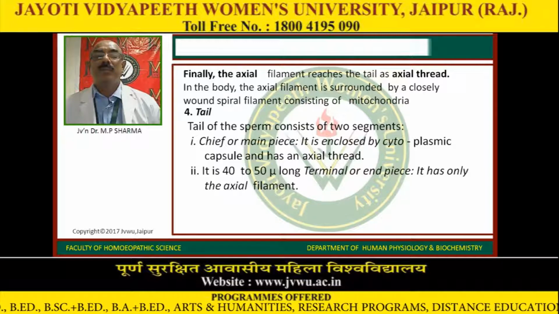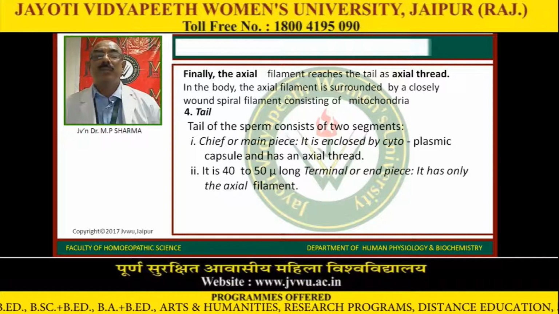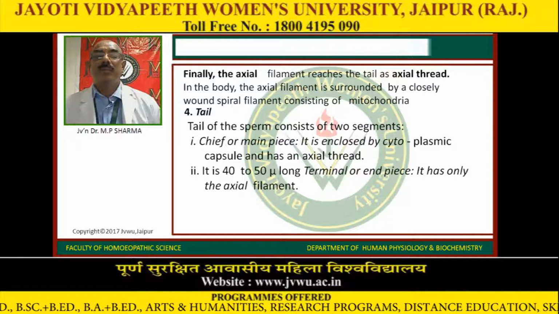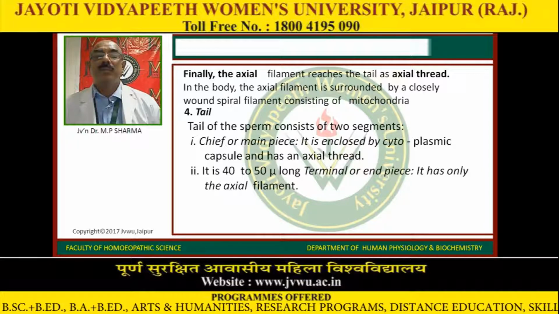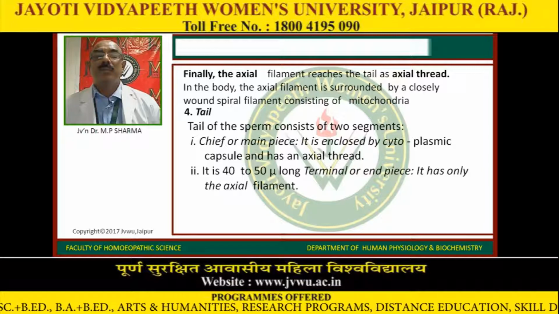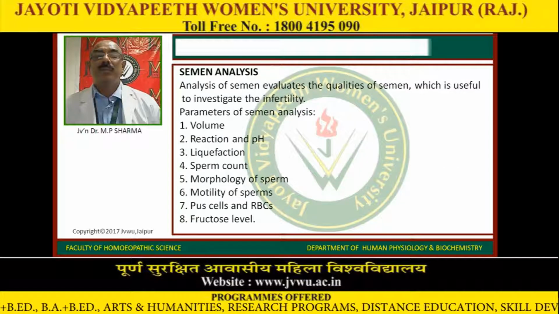Now 4, the tail of the sperm consists of two segments. Number 1, the chief or main piece, which is closely enclosed by a cytoplasmic capsule and has an axial thread. Number 2, the terminal or end piece, which is 40 to 50 micron long. It has only the axial filament.